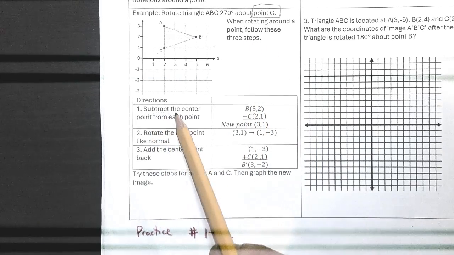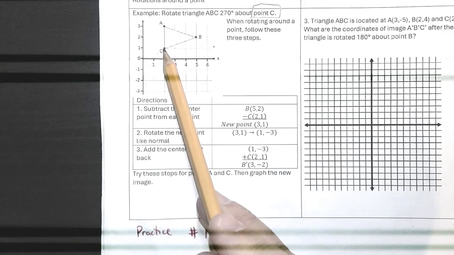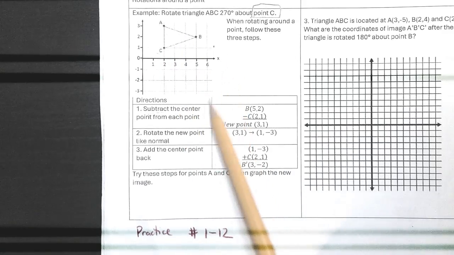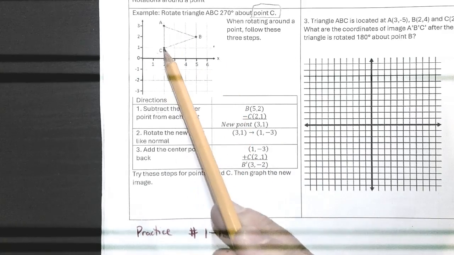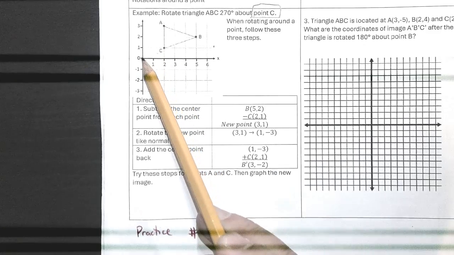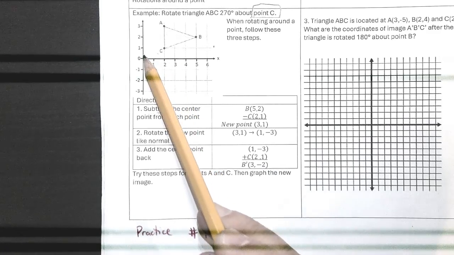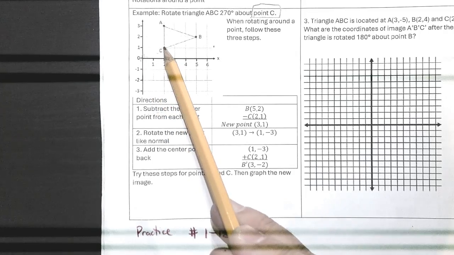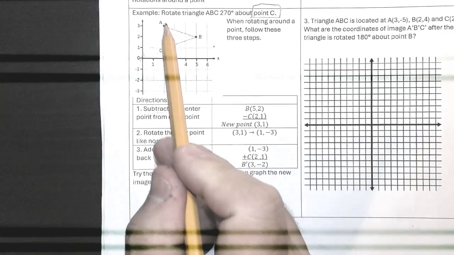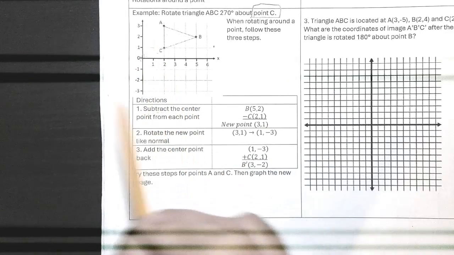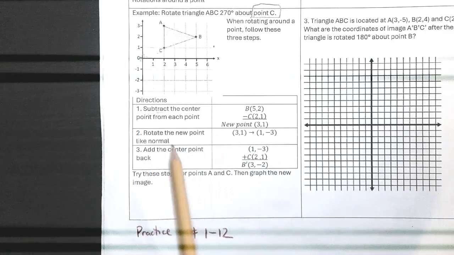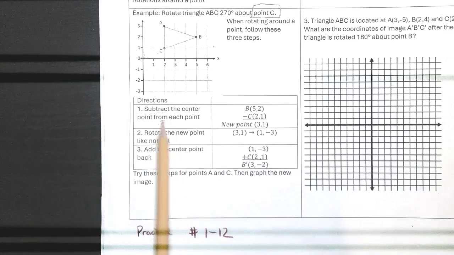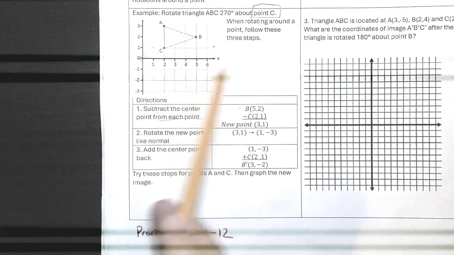You have to subtract the point that you're rotating around from the other 2 points. The reason for this is, in order to use our rule, we're going to have to change the origin of this paper from here to point C. So you subtract it, and it scoots everything over 2 and down 1, so you can rotate it, and then you have to add the point back in.